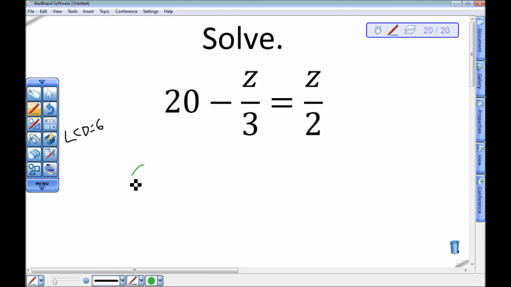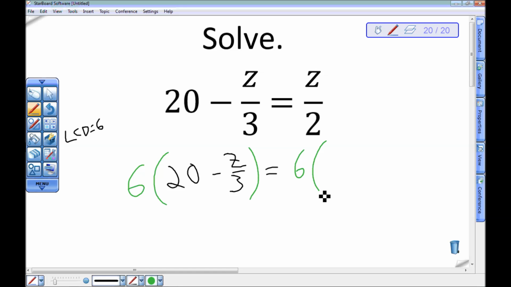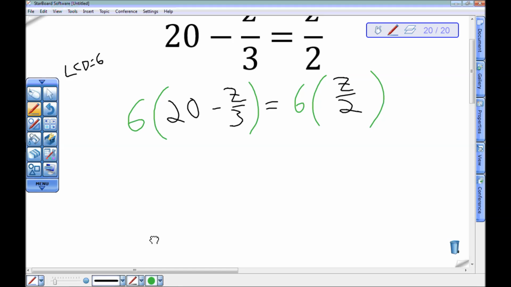I'm going to take 6 times this whole side and say that that equals 6 times this whole side. Okay, notice I multiplied both sides. I just put both sides in parentheses and put that 6 out there to say that I'm multiplying by it. Multiply both sides. Now that I've done that, I proceed like normal.